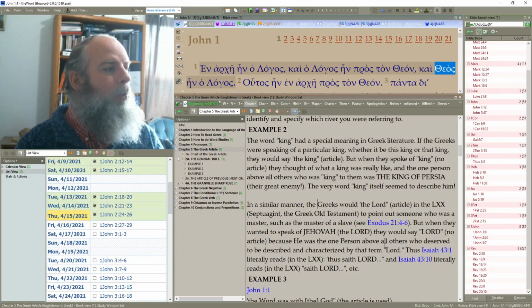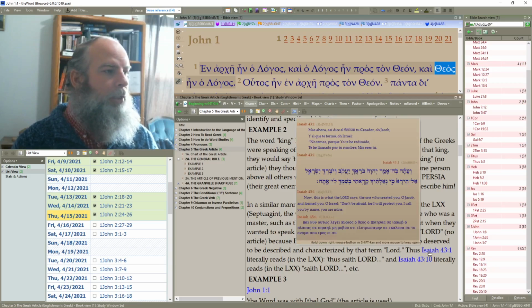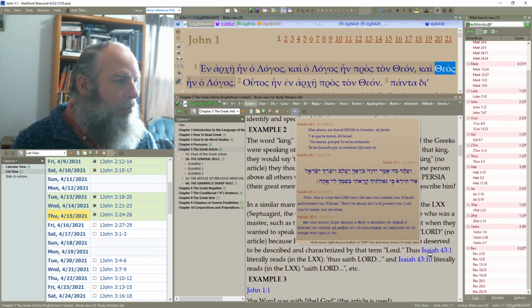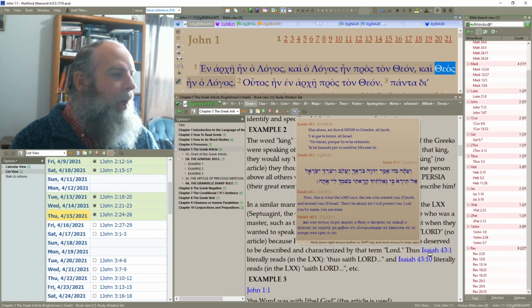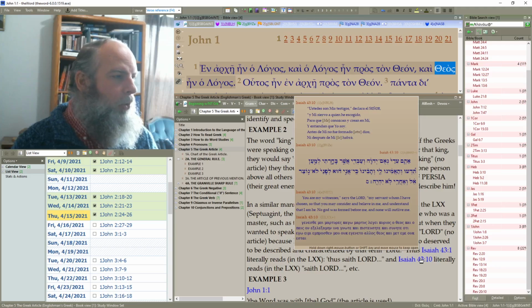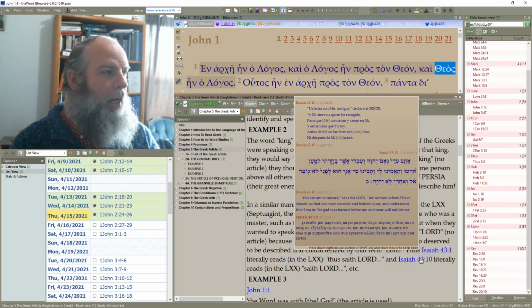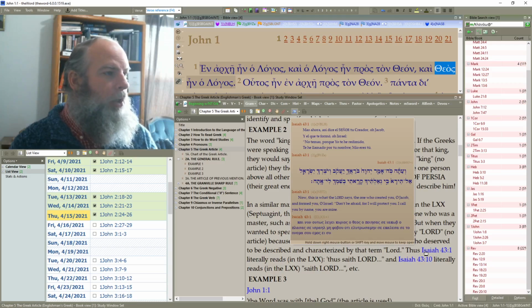Thus, Isaiah 43:1 literally reads, saying Lord the God. Thus says the Lord. And Isaiah 43:10 literally reads in the LXX, saith Lord. I see, right there at the start. You see, legei kyrios ho theos. So says Lord the God. Very interesting. Isaiah 43:1, legei kyrios ho theos.